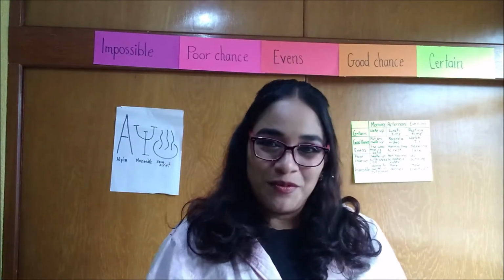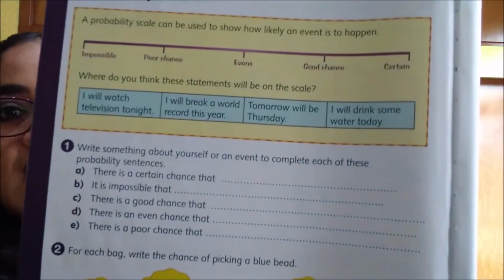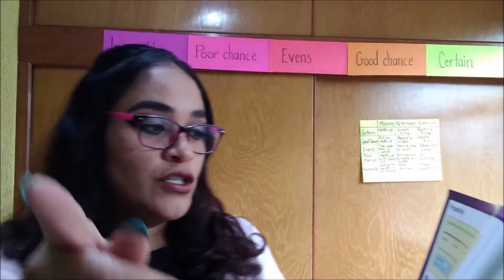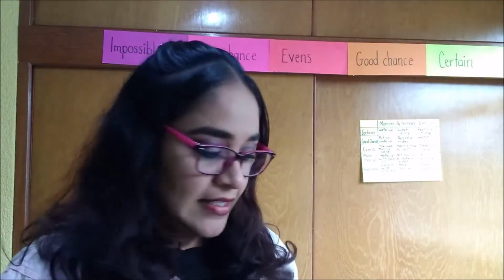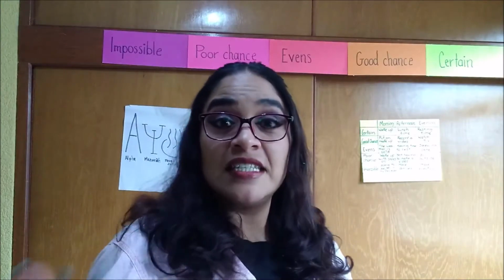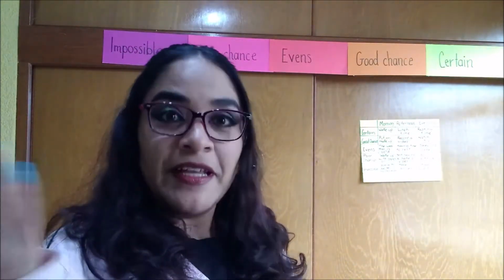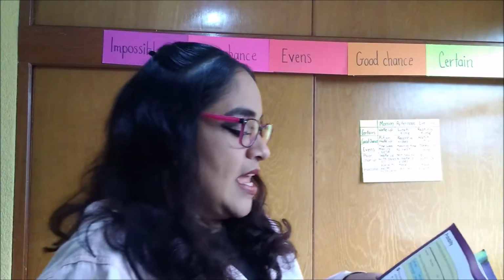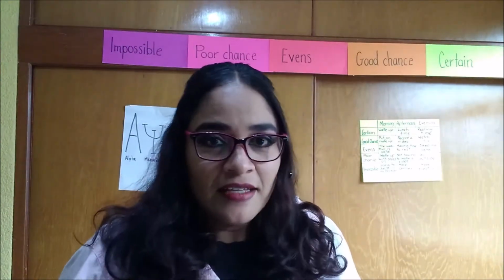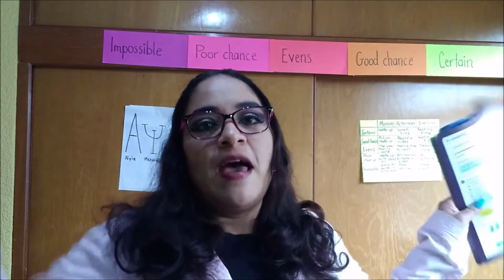Let's continue with our book. Wow! In our exercise 1, it says, write something about yourself or an event to complete each of these probability sentences. There is a certain chance that, what is something that you always do? It could be a certain chance for it to happen again, right? It is impossible that, for me that's impossible, that I could fly by myself.